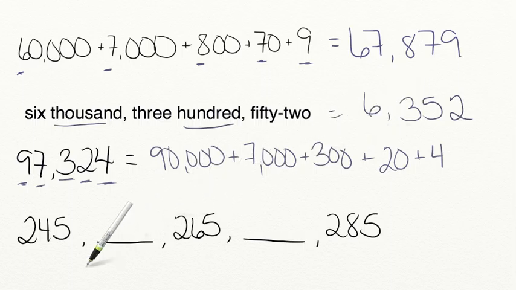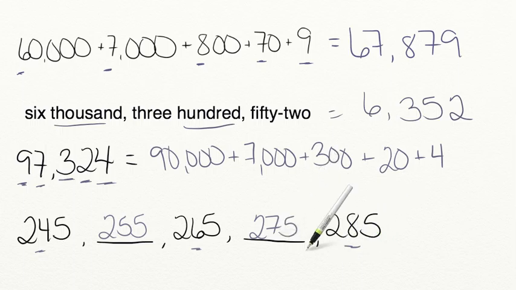Let's try one more problem together. This time, the tens place is going to be increasing each number. Can you fill in the rest of the pattern? We have 245, and if we're increasing our tens place by 1, our next number is going to be 255. Again, we're increasing our tens place by 1, so we have 265. And then our next pattern will be 275.